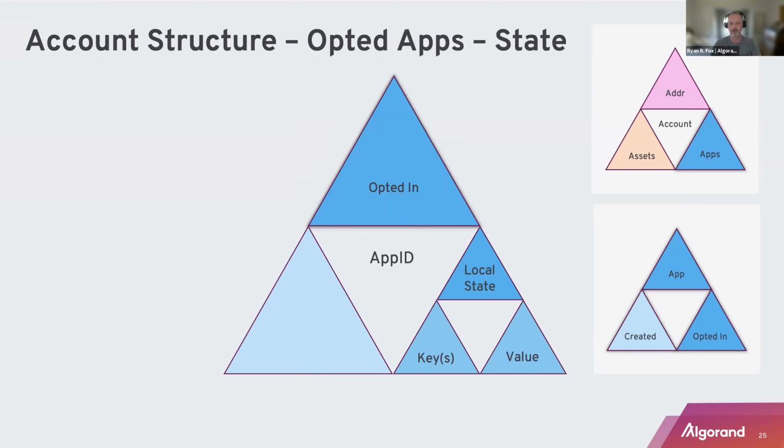So again, up here in the upper right hand corner, this is the complete structure of what an account looks like. It has that address, importantly, that's the public address, and then it will have the assets that it has either created or holds, as well as the applications that it has either created or currently is opted into. And then below that, all of the data balances for assets and state data for the apps. That's the overview of what the Algorand account looks like.